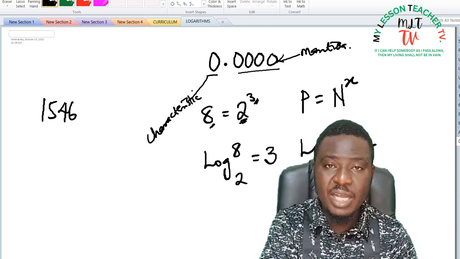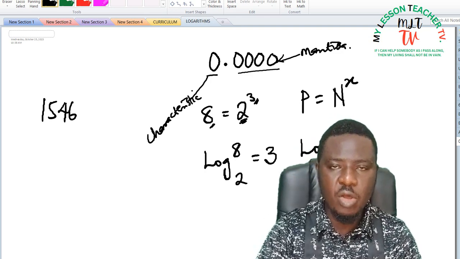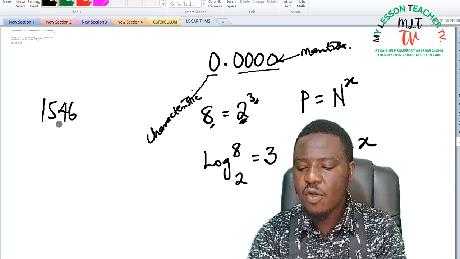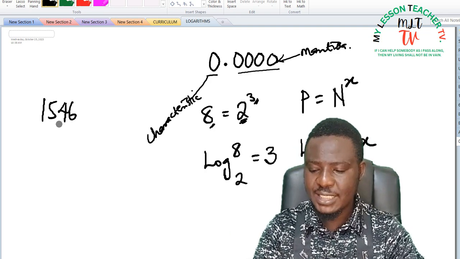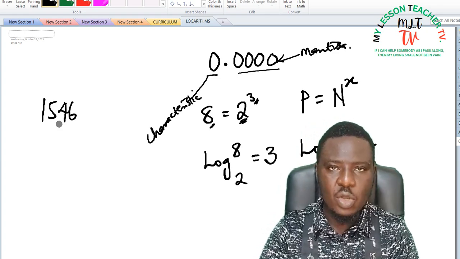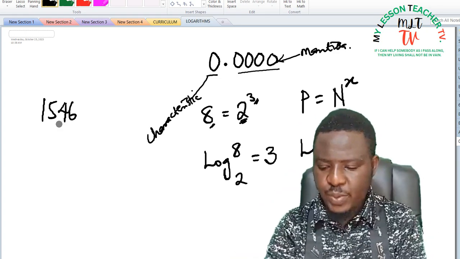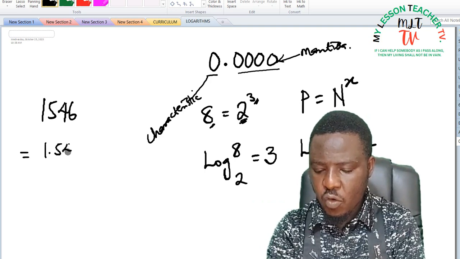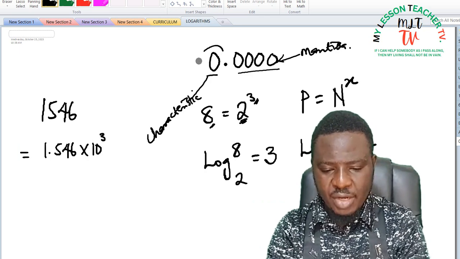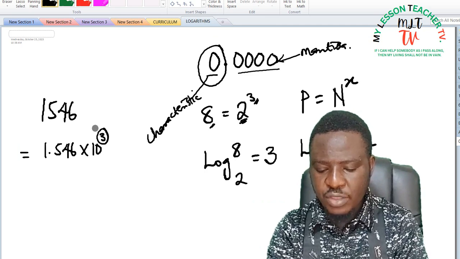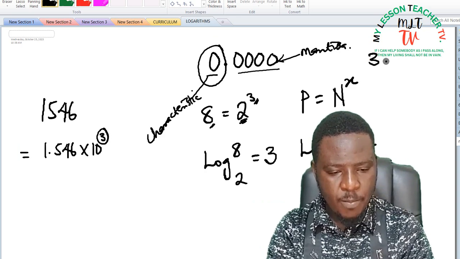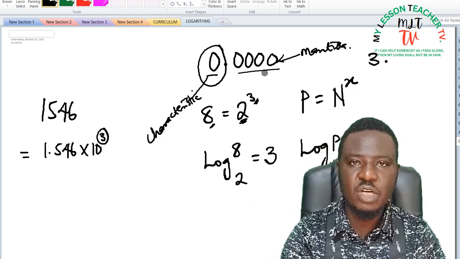So how do we determine the characteristics? The characteristics of a logarithm is gotten by expressing the number in standard form. So if we have 1546, for us to get the characteristics, we are going to express it in standard form. Expressing this in standard form, this is going to be equal to 1.546 times 10 raised to the power of 3, where the characteristics is said to be the power of 10. So in this case, the characteristics is said to be 3.